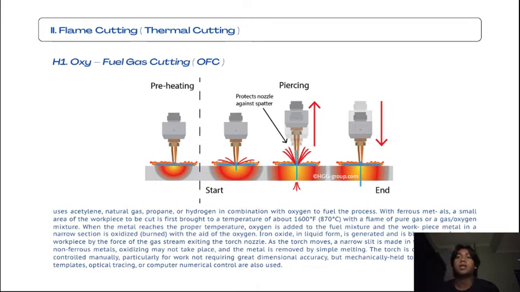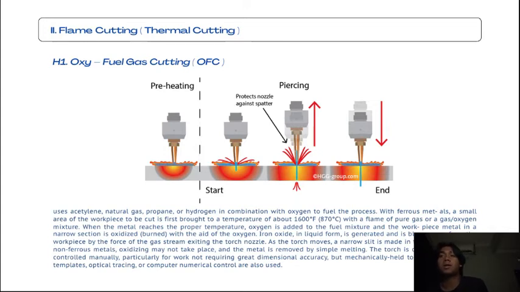Iron oxide, in liquid form, is generated and is blown away from the workpiece by the force of the gas stream exiting the torch nozzle. As the torch moves, a narrow slit is made in the workpiece. So with a non-ferrous metal, oxidizing may not take place, and the metal is removed by simple melting.